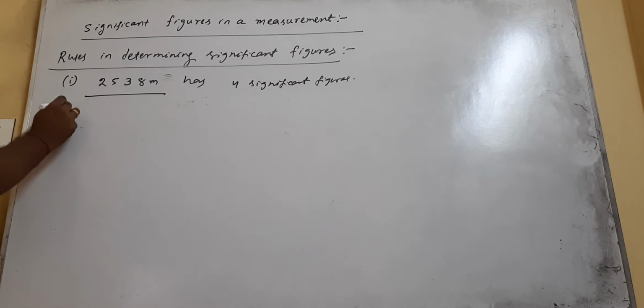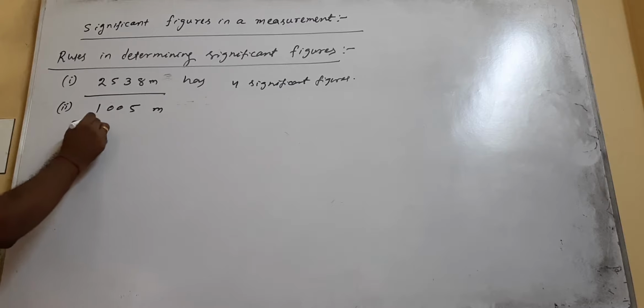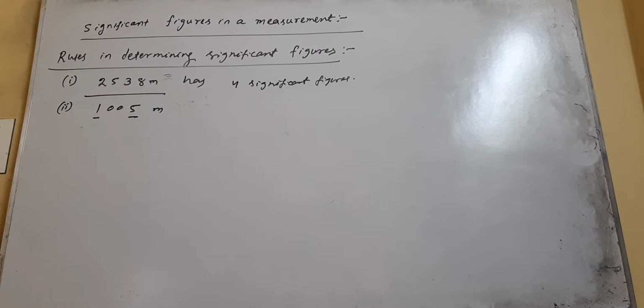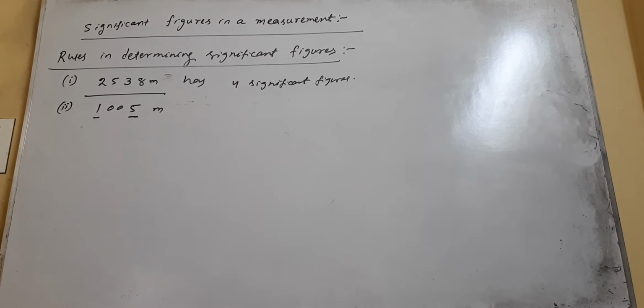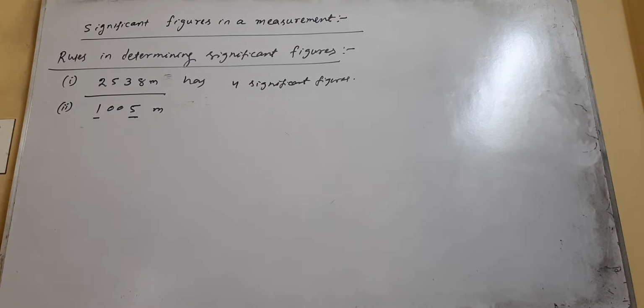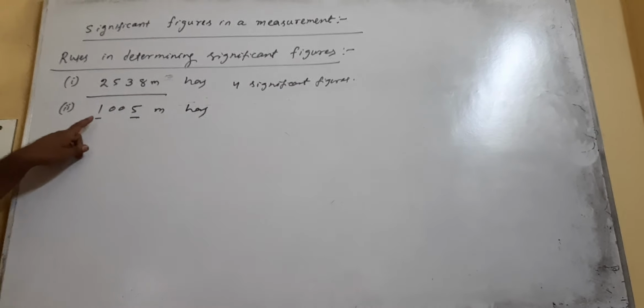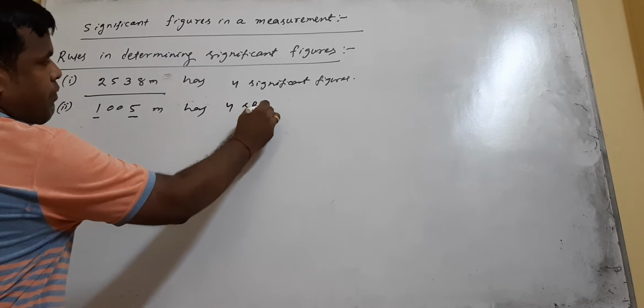The second one, all zeros in between two non-zero digits are significant. For example, 1005 meter. You see, these are the two non-zero digits, and in between two non-zero digits you have two zeros. The zeros in between two non-zero digits are significant. So it has, you see, 1, 2, 3, 4. It has 4 significant figures.